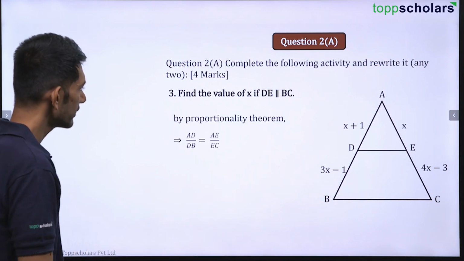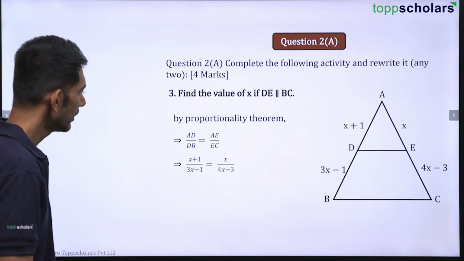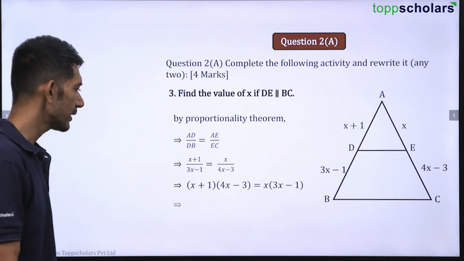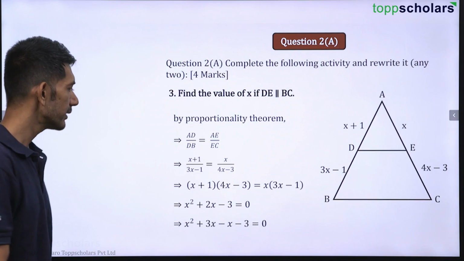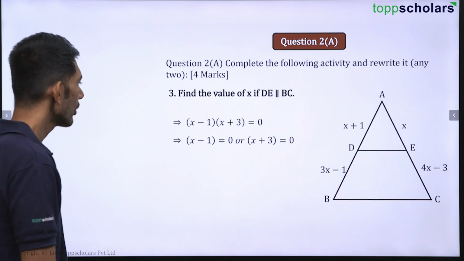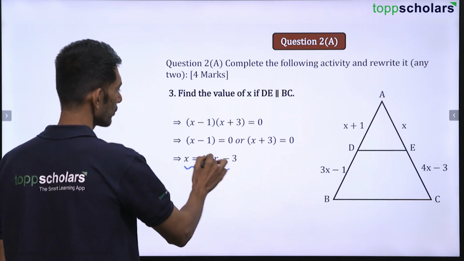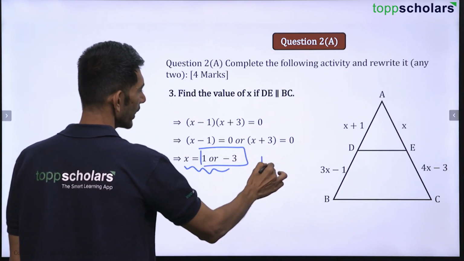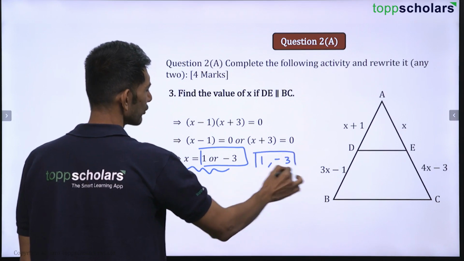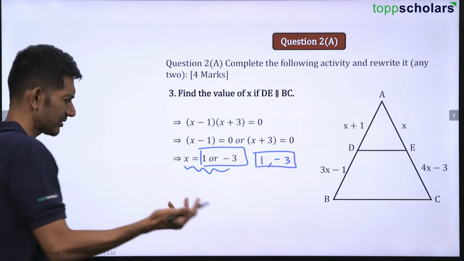So by basic proportionality theorem, we applied the theorem, we substituted the values, we cross multiplied, we got a quadratic, we split the middle term, and we got two values of x. See, like this. This is what I was telling you to put in the box, 1 comma minus 3. You can write it like this also, right? Or this, that's your choice.